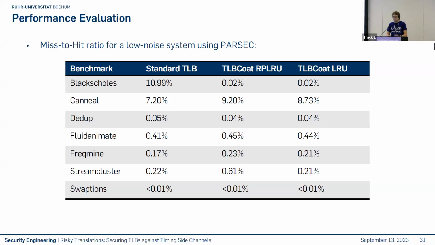But as I said, it's not feasible. And what you should observe here is that we are not so much worse than a standard TLB, and that RP-LRU is also a good approximation for LRU. What is also noticeable is that, for example, for Blackscholes, we were actually better than the standard TLB. That's just because in a set associative cache, there might be some unfavorable access patterns, which just don't exist once you add the randomization.